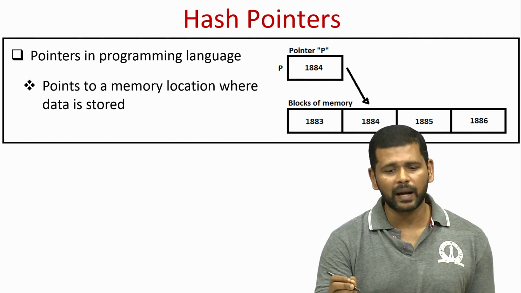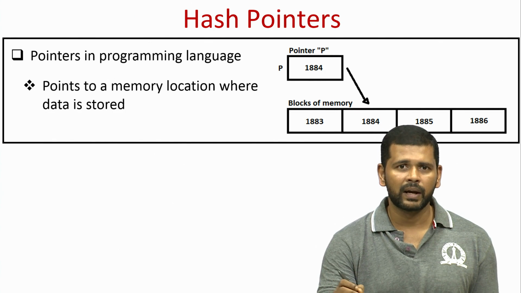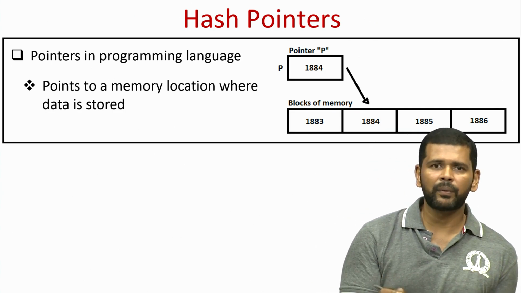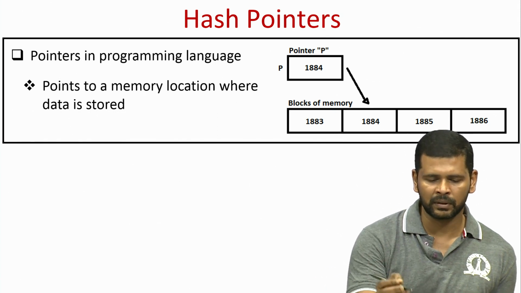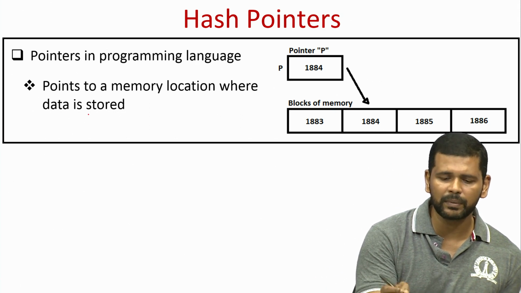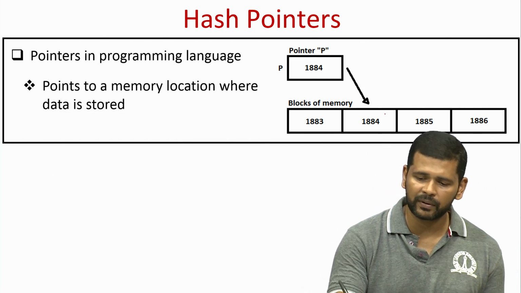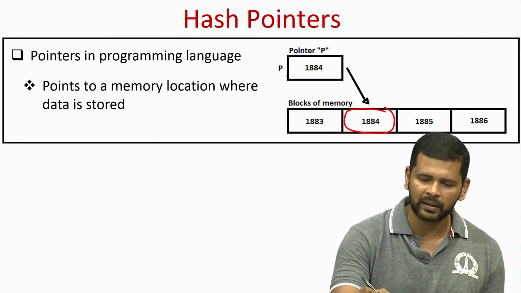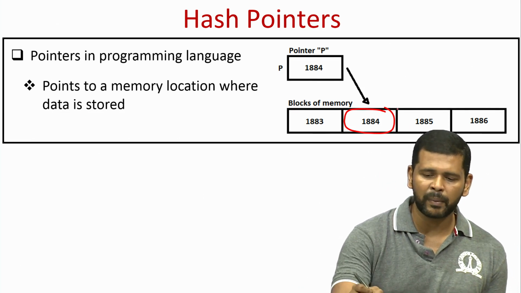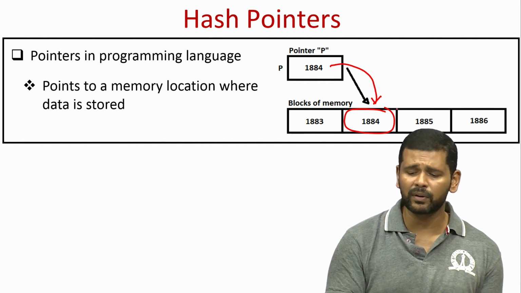Now, let us see some other applications of hash functions, and this is what we call hash pointers. I am assuming that all of you are familiar with pointers in programming languages. Basically, a pointer is a special type of variable that points to a memory location where some data is stored. So, if 1884 is a memory location, and I have a pointer variable, then in that pointer variable the address 1884 is stored. By following this pointer you can come to the location 1884 and see what exactly is stored there.